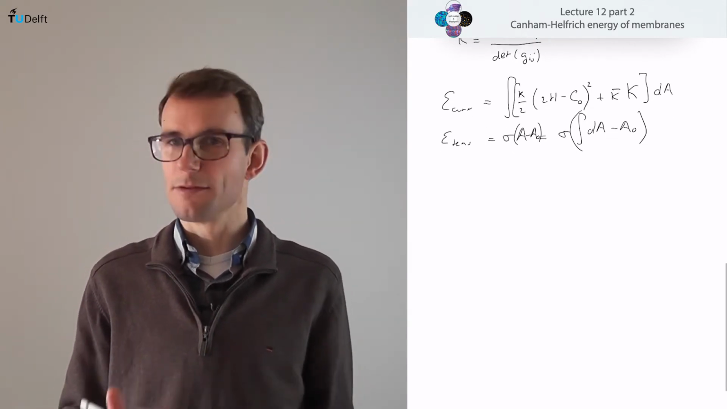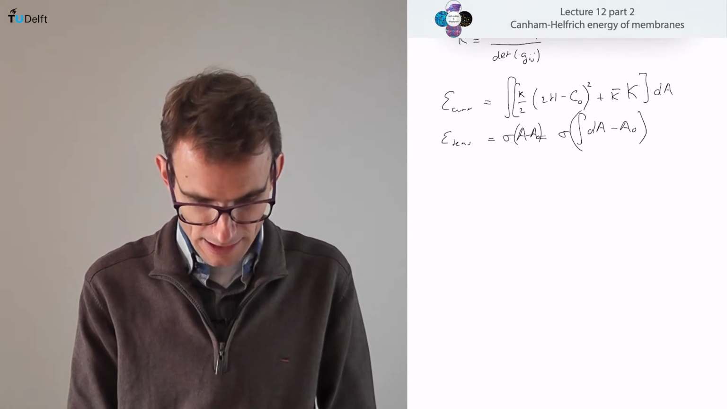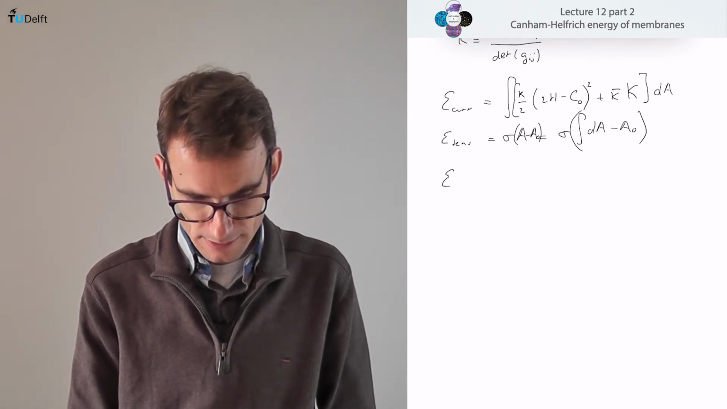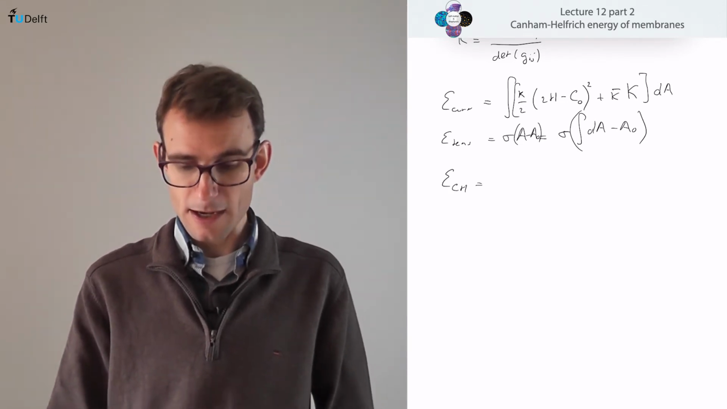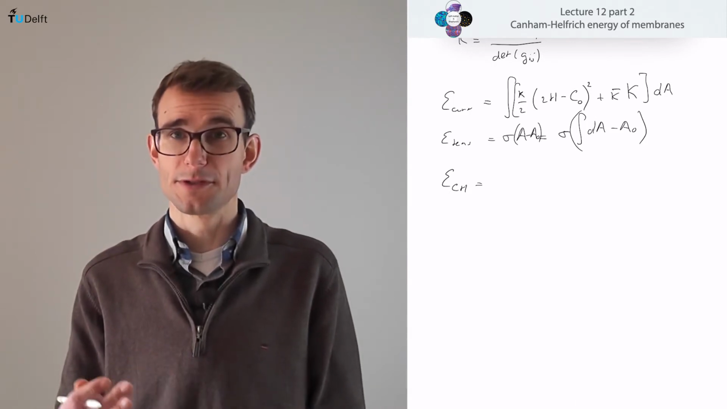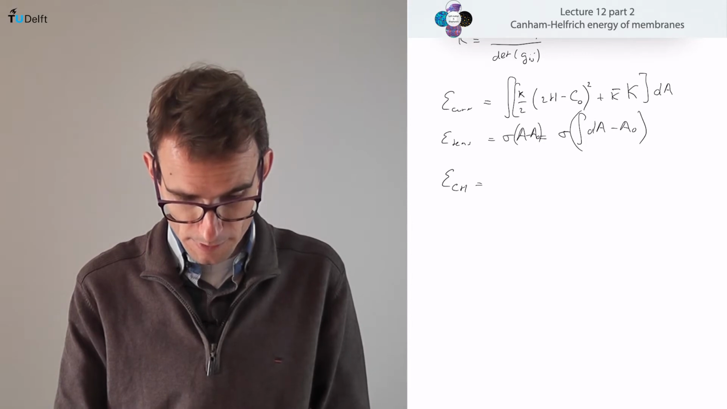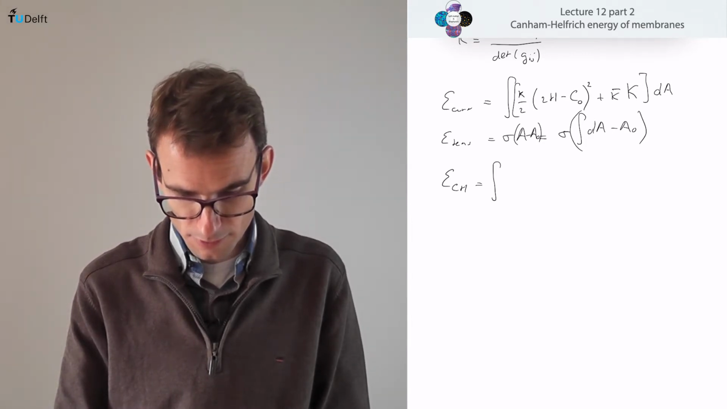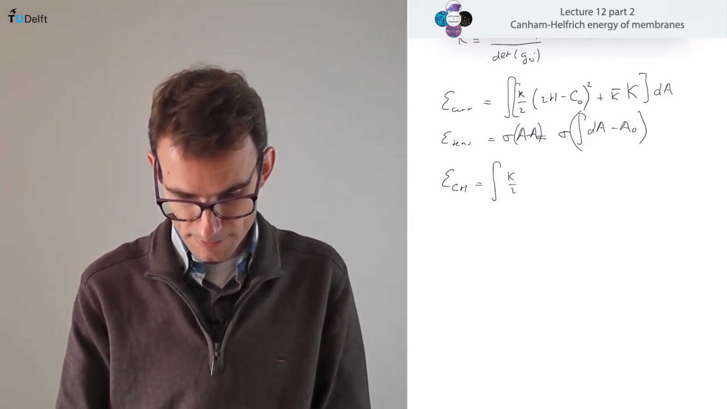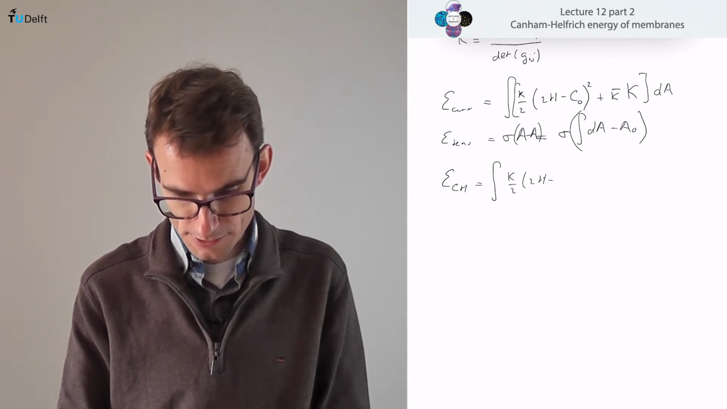So let me explicitly write it down. We have the Canham-Helfrich energy, I'm going to call it like that. It's simply the sum of the other two, and of course the surface tension I can pull inside the integral because it's a constant. And so we will have the integral over κ/2 (2H − c0)².